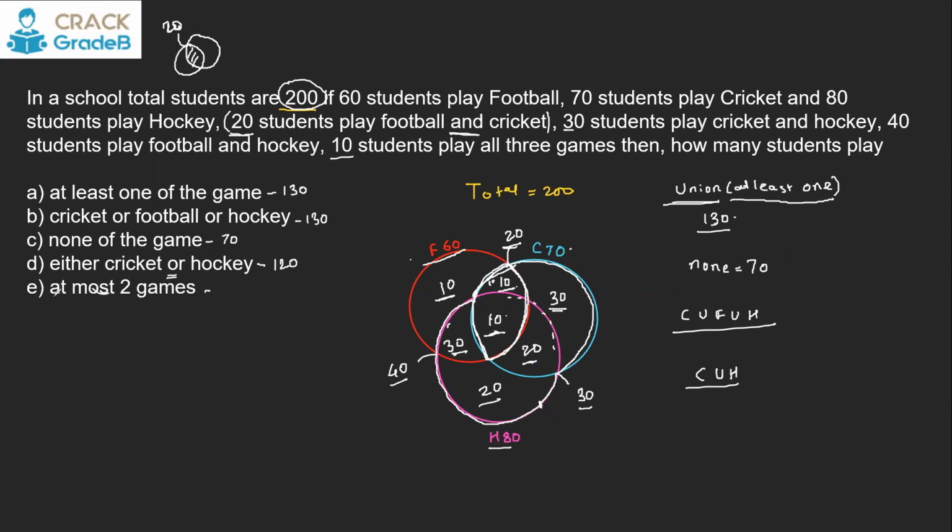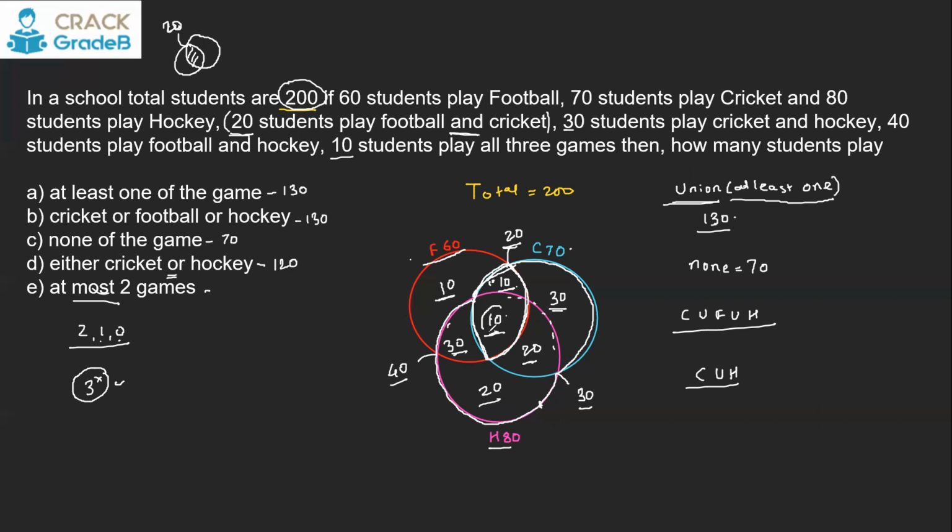The last part is important. How many students play at most 2 games? Now, at most 2 means maximum 2, or 2 and fewer than 2 games. So they will include the 2 game players, 1 game players, and 0 game players as well. At most 2 has people who play exactly 2, exactly 1, and 0 games. That means we are just excluding the people who play 3 games. We don't want those. We want everything else.